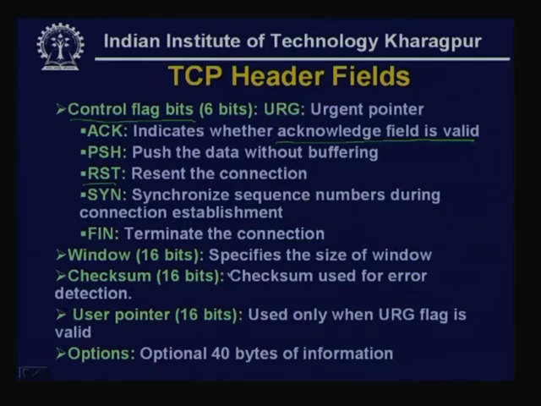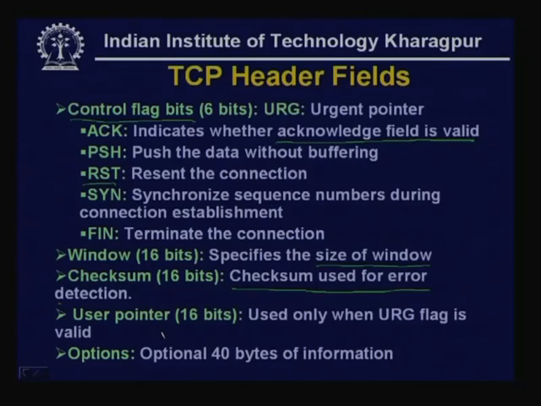Then there is a 16-bit window which specifies the size of the window, that is the buffer size available, and the 16-bit checksum is used. As we have already discussed, the checksum can be calculated by using ones complement addition, all in terms of 16 bits, and then complementing it. And then there is an urgent pointer which is used only when the URG flag is valid. So, when the URG flag is valid, then this particular pointer is being used, and there are optional 40 bytes of information that can be provided if necessary.